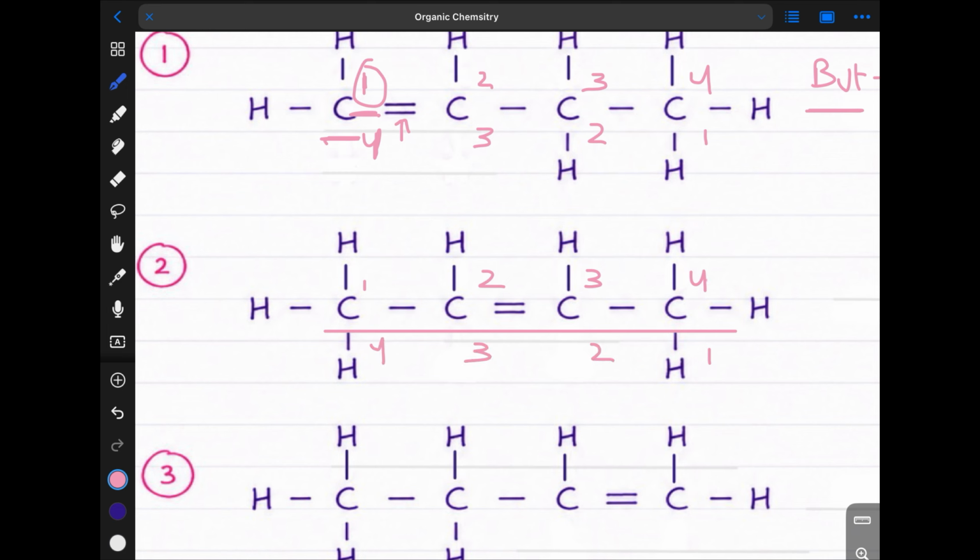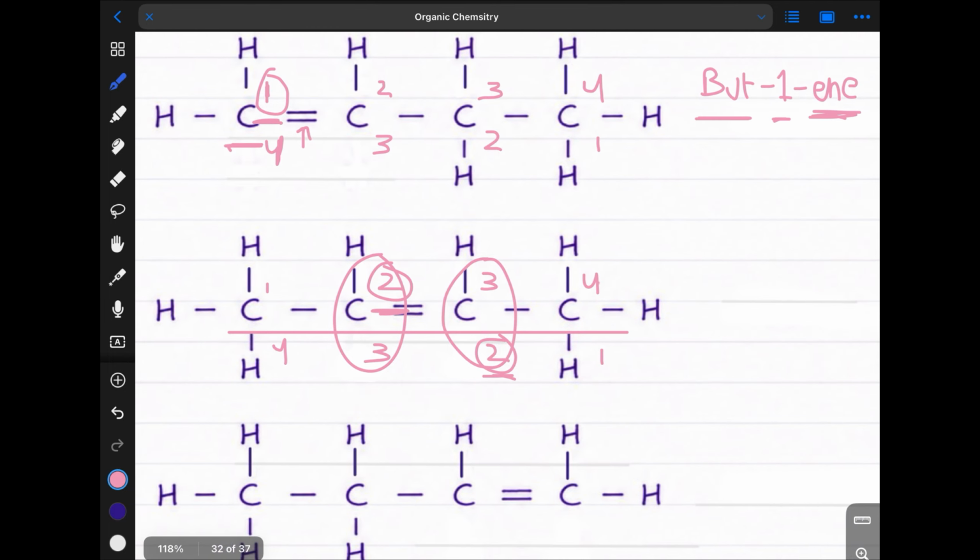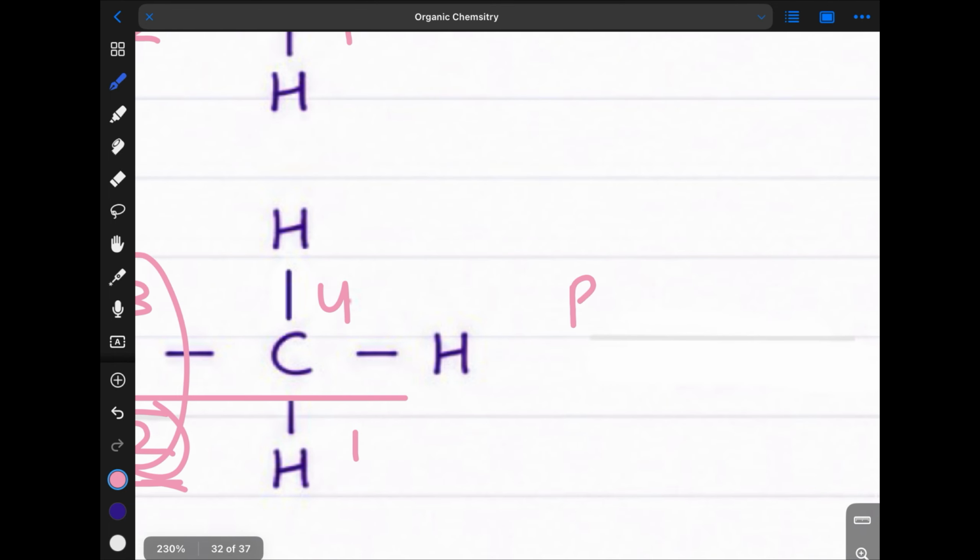Now notice which carbon atom with the functional group is getting the least number. You can see that both of these carbon atoms are getting the least number 2. So yes, we're going to use this 2 to name our isomer, and it's going to become but-2-ene.